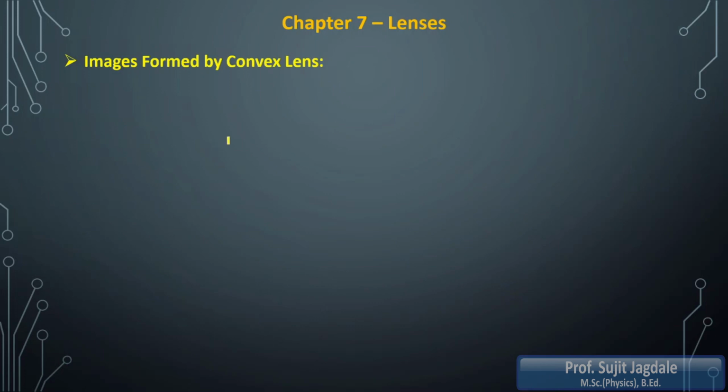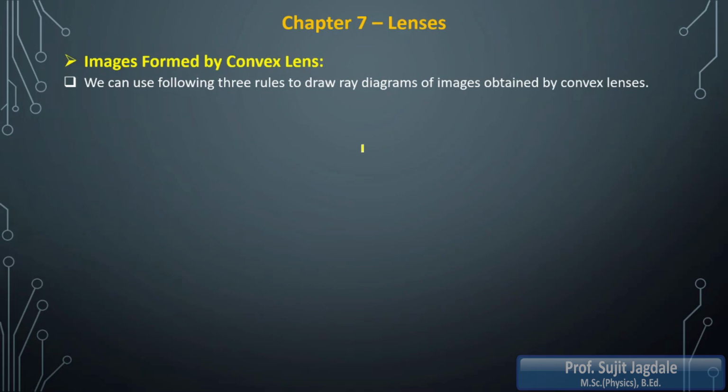Now, if you consider the images which are formed by the convex lens, for that purpose, first of all we have to follow three basic rules while drawing the ray diagram in order to obtain the image by a convex lens. How many rules? Three rules while drawing the ray diagram for the images obtained by convex lenses. Now I am going to consider the first rule. For that purpose, here I am drawing the convex lens. You can draw the convex lens.